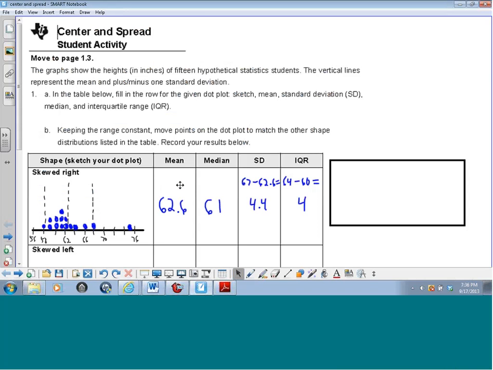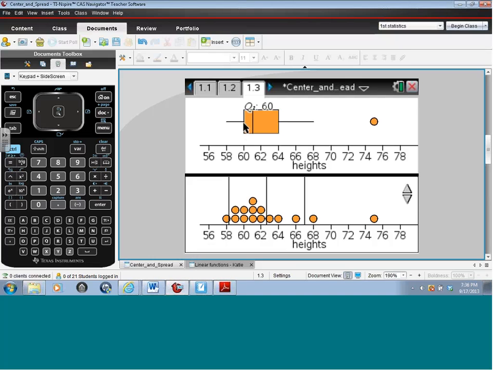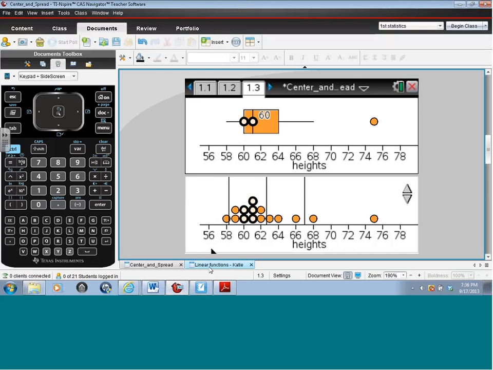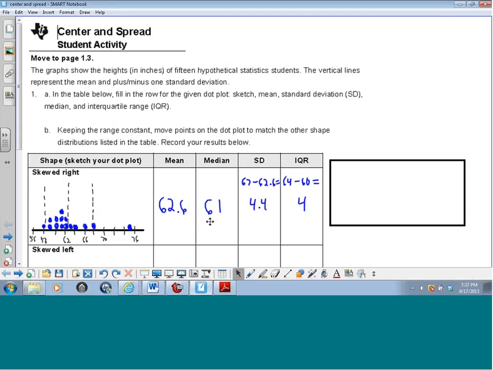They're supposed to find out what the mean is, find out the median, and then figure out the standard deviation by subtracting this value from this one. And then the IQR, if you look back at this, is kind of the dimensions of the box plot. It's Q3 minus Q1. And so that's the IQR.